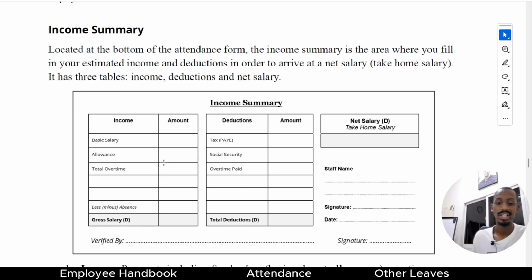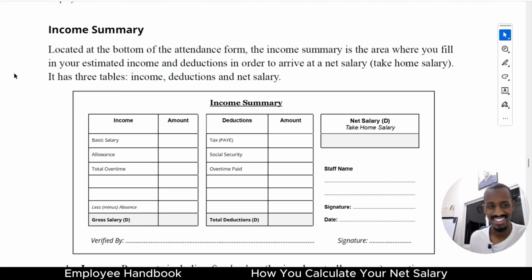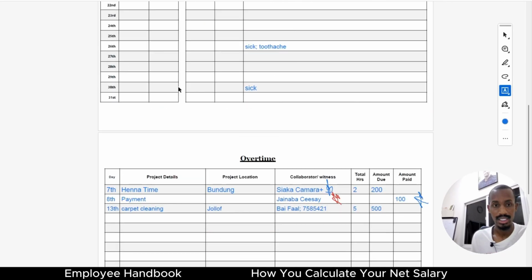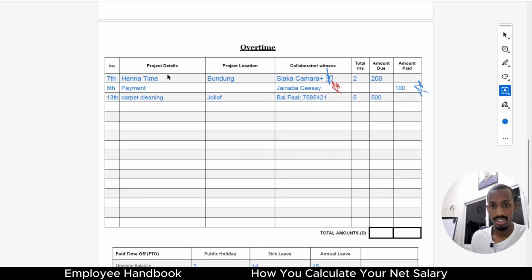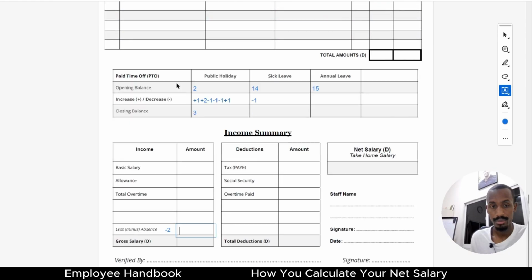Now we talk about income summary. This is the money part. Remember, we talked about the daily attendance, the overtime, and the paid time off. Now the last one is the income summary. This is the time you record and say, company, hey, Jollof, this is what you are supposed to pay me. And Jollof will pay you that. It's like you are writing a receipt to the company about what the company should be paying you.